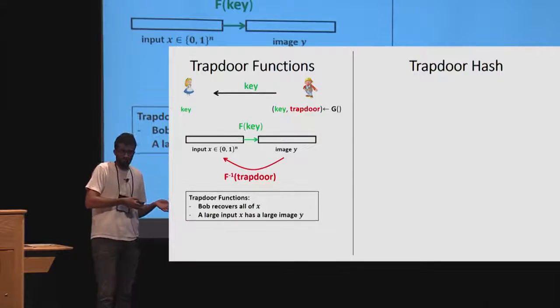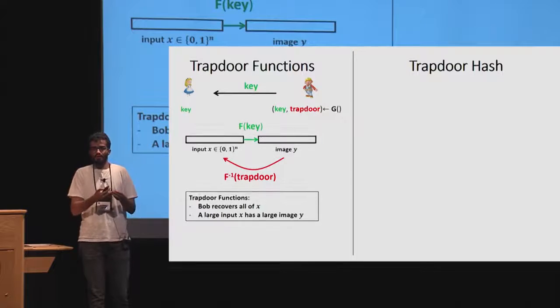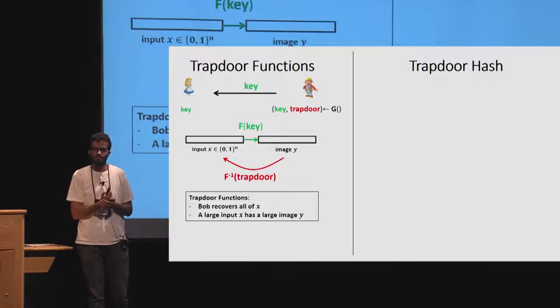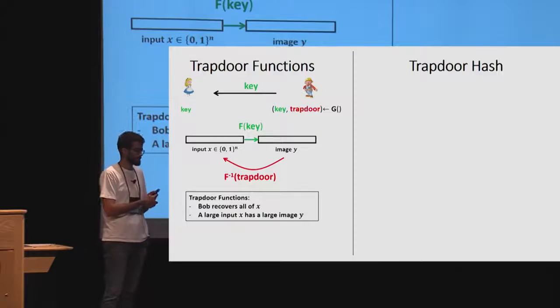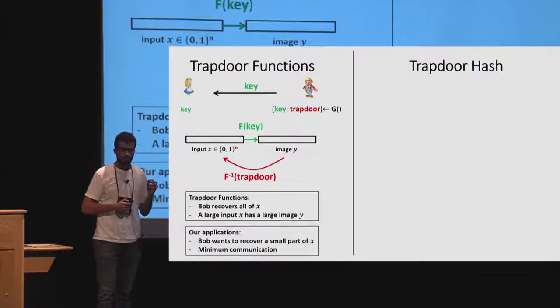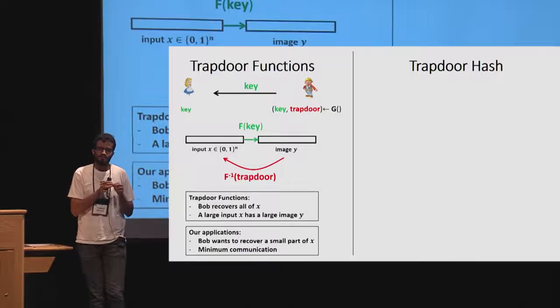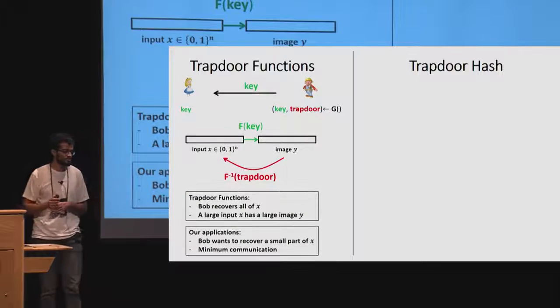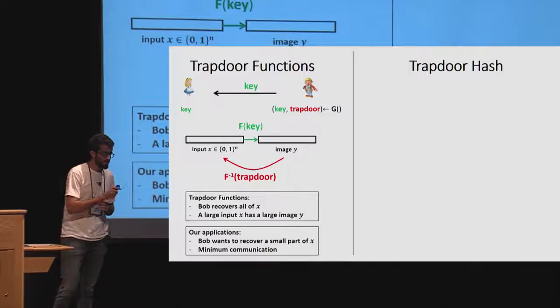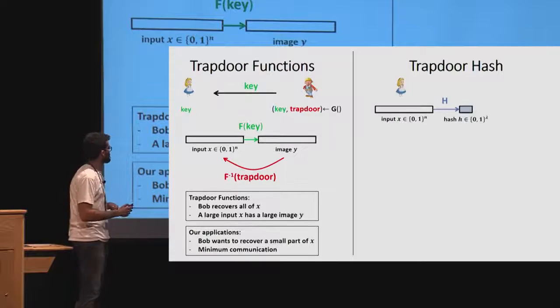And information theoretically, if he wants to do that, then he will have to see information which is at least larger than x. So y has to be at least as large as x here. However, in our applications, we need something a bit different. It's enough for us that Bob learns only a small part of x. We don't need him to learn the entire pre-image. But on the other hand, we want to minimize communication. And that's where trapdoor hash functions are useful.